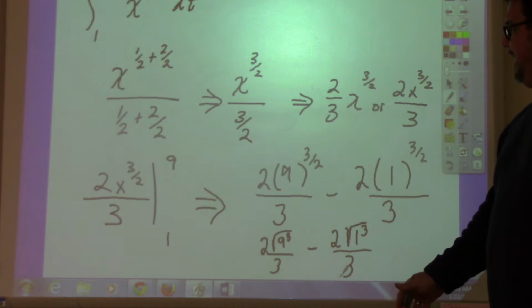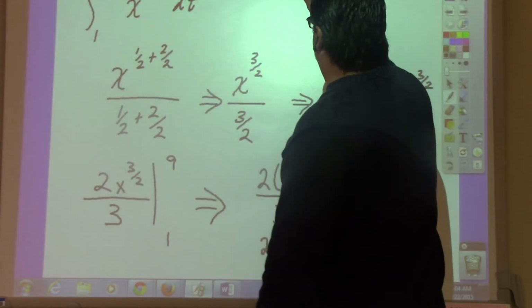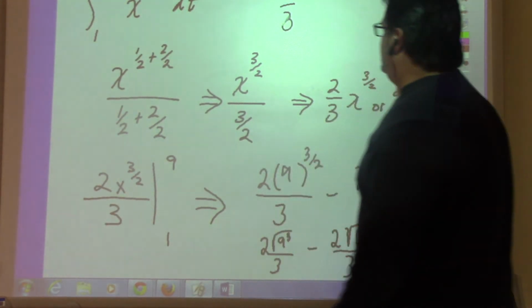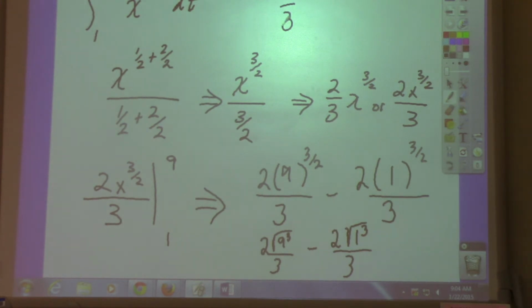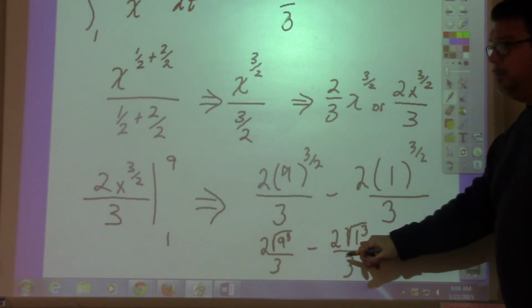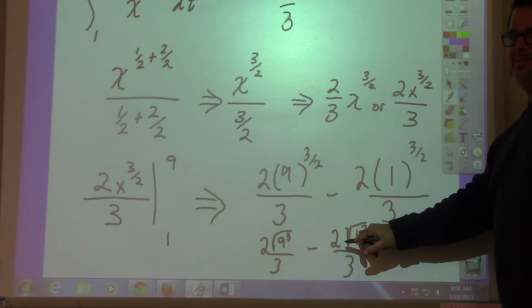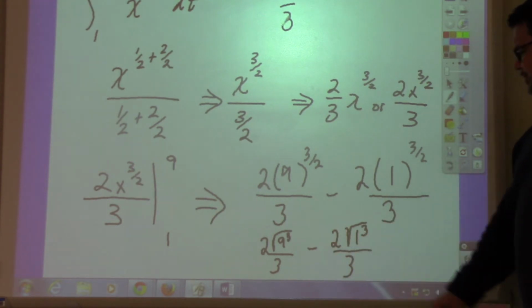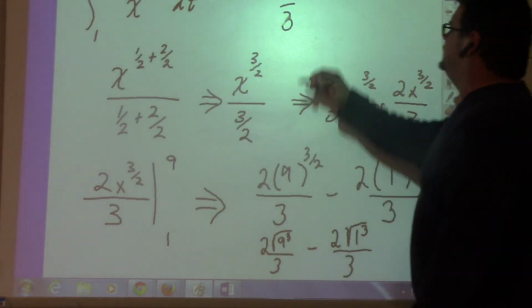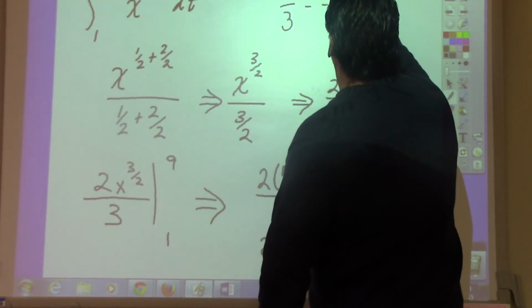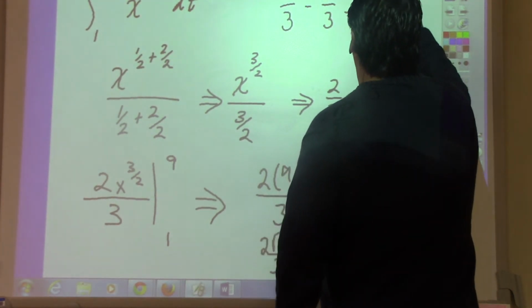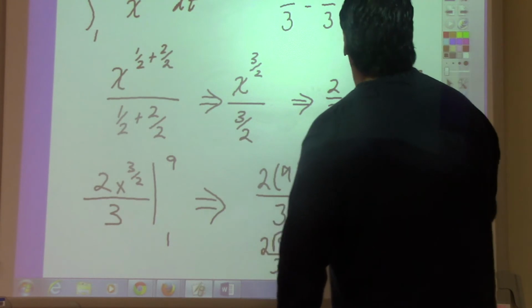54 over 3. I have no idea, so we'll just write it as 54 over 3, because I don't want to depend on the calculator. And I'll do this one for you. 1. I can't screw that up. 2 times 1 is 2. 2/3 minus 2/3. I get 52 over 3.